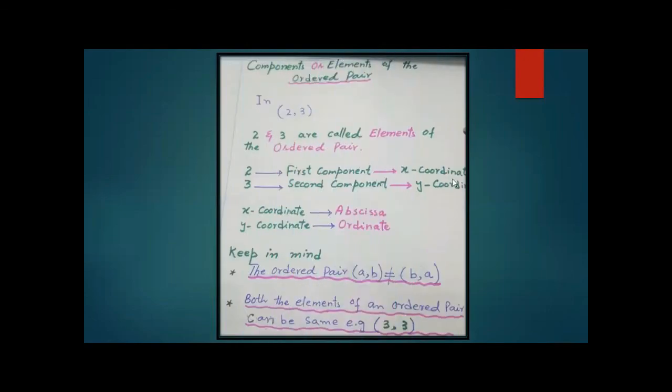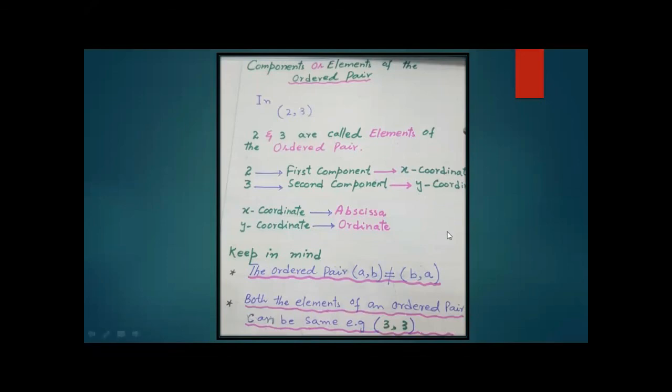Now these are some important points of an ordered pair. An ordered pair contains 2 elements, 2, 3. So this 2 is the first component of the ordered pair. This 3 is the second component of the ordered pair. The first component, you may call it the X ordinate. This 2 is called the first component, as well as you can call it the X ordinate, and the X ordinate is also called abscissa. This 3 is the second component, also we call it the Y ordinate, or ordinate.